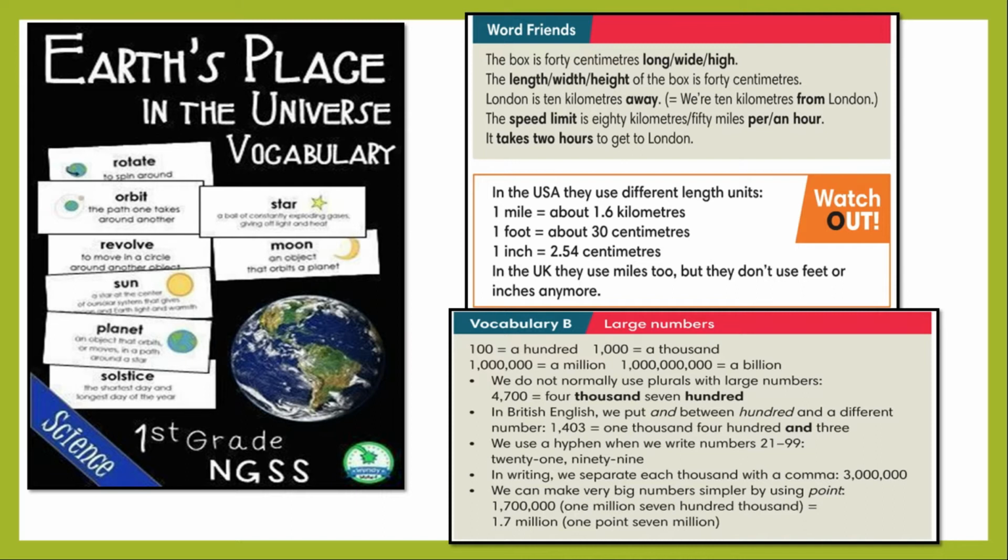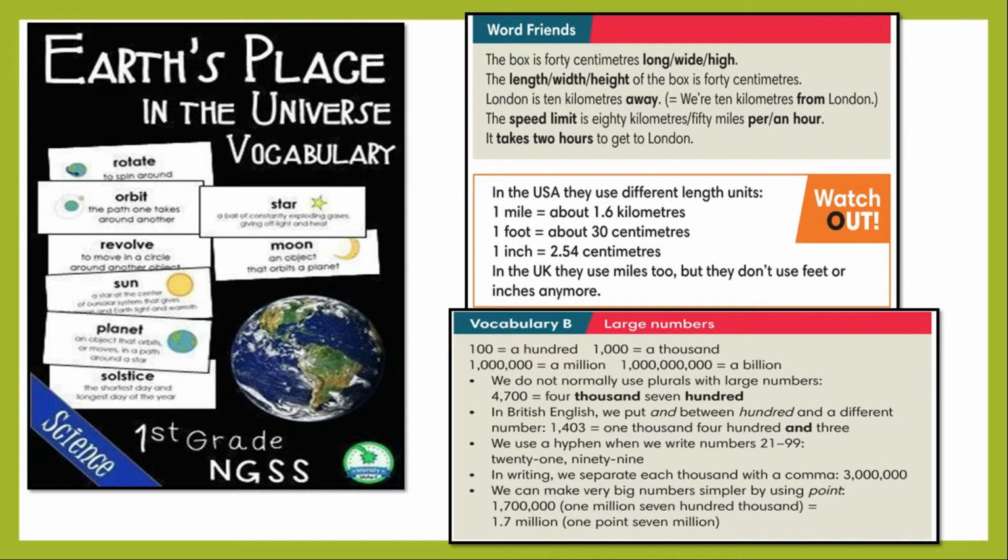Here we've got another picture with large numbers. We've got, for example, 100, 1,000, a million. You can say 1 million or a million. You can use the article a or just say 1,000 or 100. Both are equally accepted. A billion. We do not normally use plurals with large numbers. For example, 4,700.